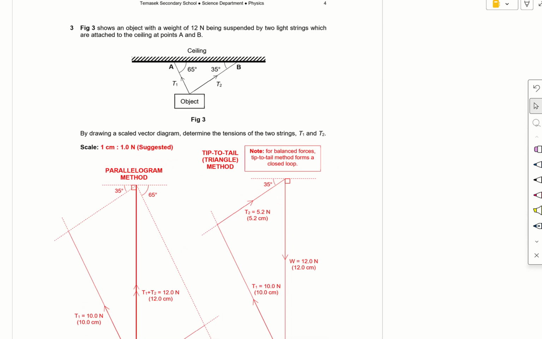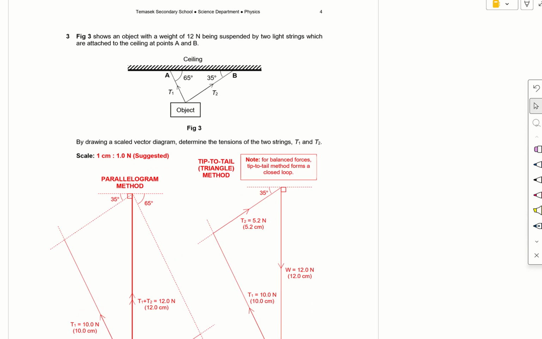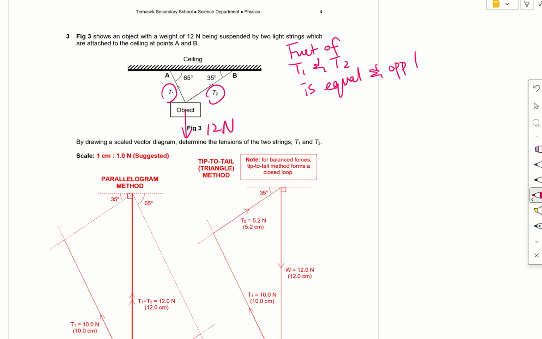So third question, more practice for you. This one is a little bit tougher because you don't know the value of T2 and T1, but you do know that the weight is 12 Newton. Okay, so I'm going to write something here. Resultant force F net of T1 and T2 is equal and opposite to 12 Newton.